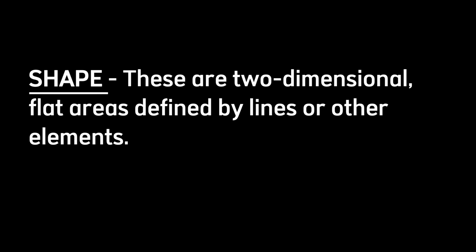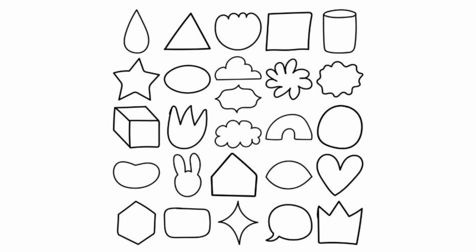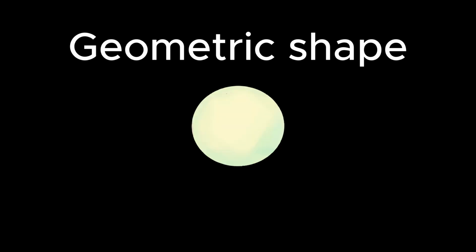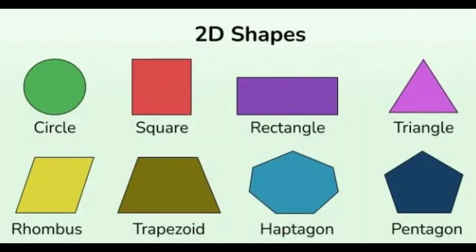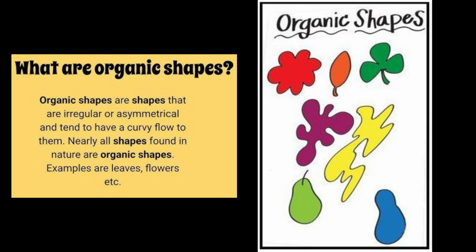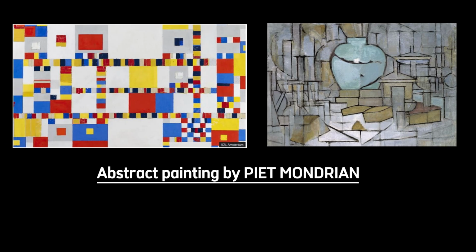Shape, the flat fact finders. Next, we've got shape. These are two-dimensional, flat areas defined by lines or other elements. Think of them as the cutouts from construction paper. We have geometric shapes, squares, circles, triangles, that stuff you learn in kindergarten. And then there are organic shapes, squiggly, blobby, natural forms, like a cloud or a puddle. They give your art form and definition. Without them, it'd just be a mess.